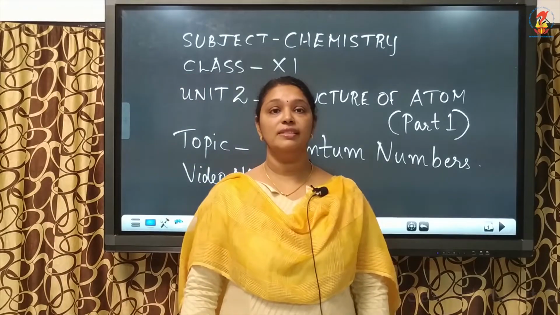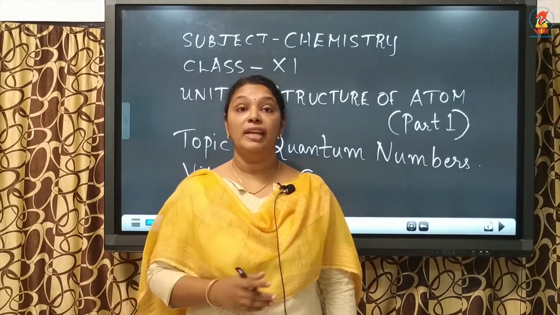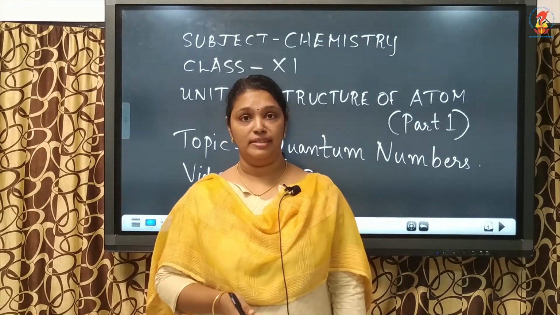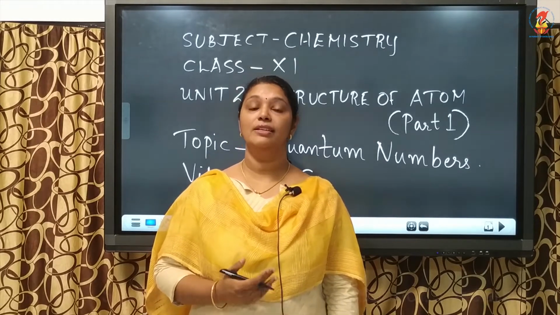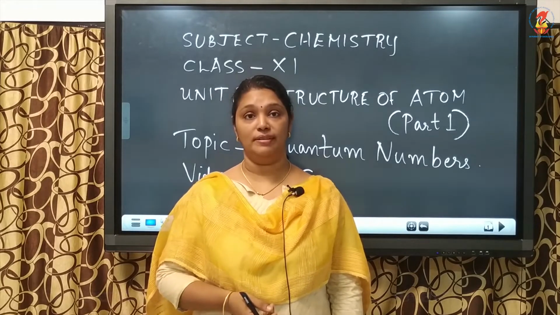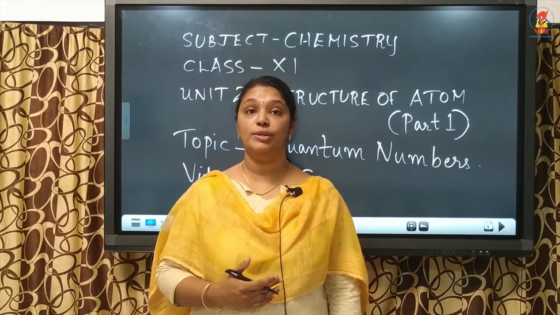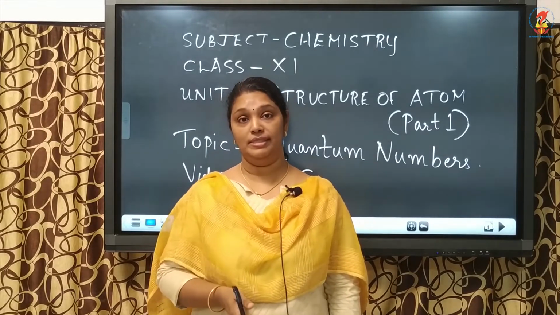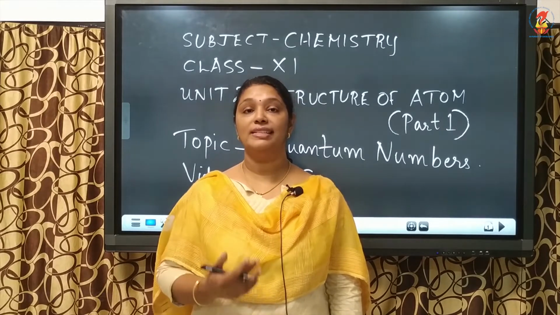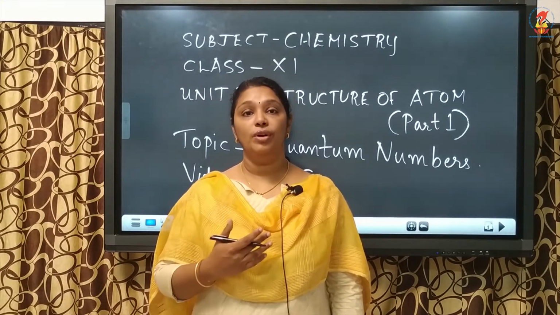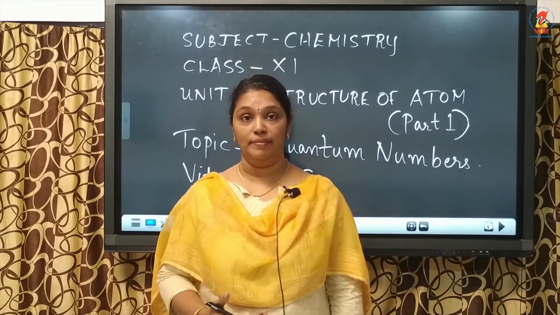So we are going to discuss now about quantum numbers. There are many atomic orbitals present in an atom, and these atomic orbitals are distinguished by their size, shape and orientation. Now these atomic orbitals are distinguished by three quantum numbers, n, l and m. So let's study in detail what these quantum numbers n, l and m are.